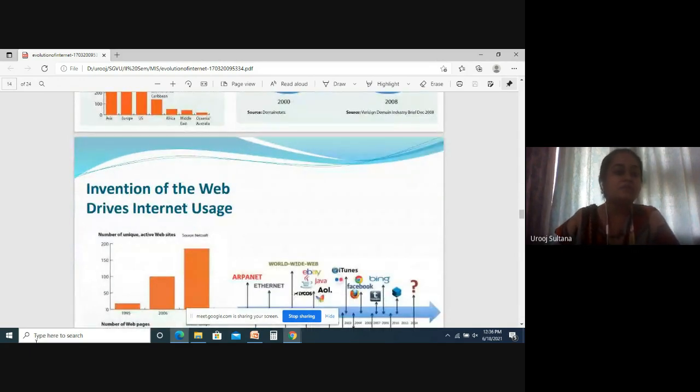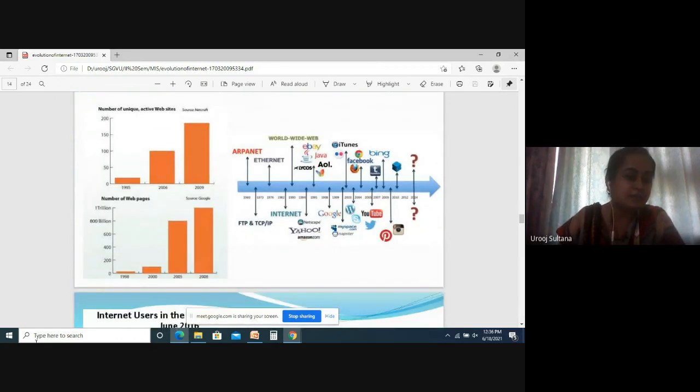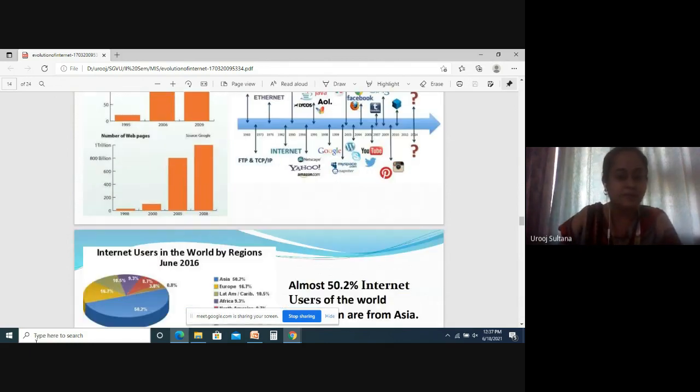Then invention of the web drives internet use. This graph is showing the whole thing, how TCP, FTP and TCP/IP, then Ethernet, then internet, World Wide Web, then other things. We have already discussed ARPANET, we have already discussed FTP. Yes, we have not discussed TCP/IP, then Ethernet, then Internet, then World Wide Web. All has been covered by us.